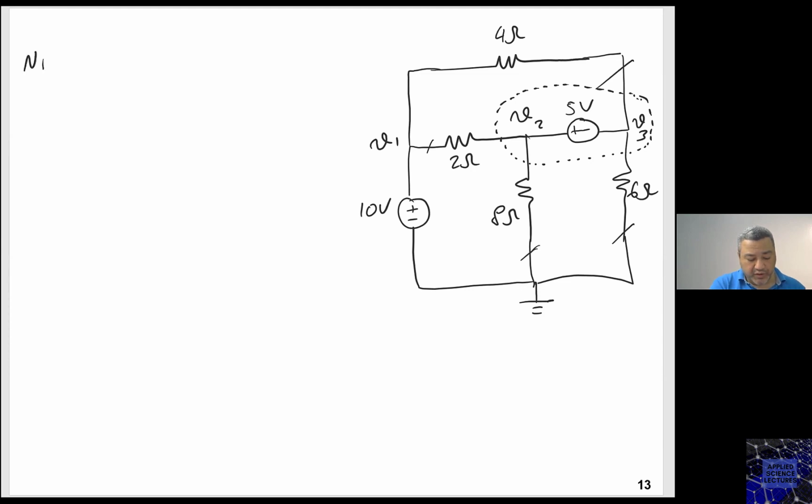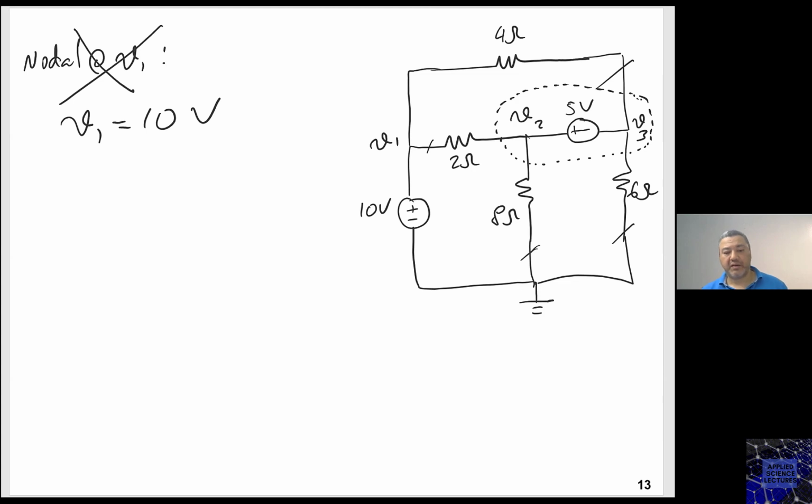So nodal at V1, again, I don't need to write the nodal at V1, right? Why? Because I know now V1 equals 10 volts. See, this is the beauty about having a voltage source connected to the reference and connected to my variable. So pay attention to this, keep this in mind.